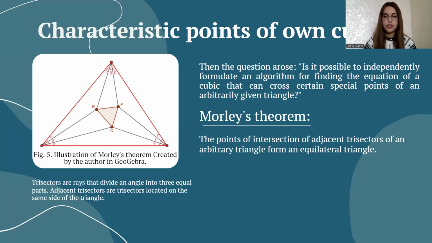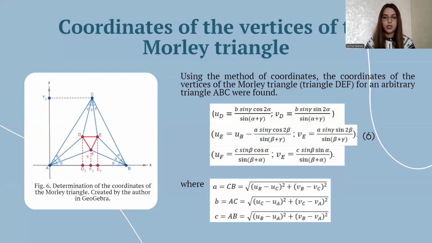Then the question arose: is it possible to independently formulate an algorithm for finding the equation of a cubic that can cross certain special points of an arbitrary given triangle? For this, I wanted to apply my previous research, which was related to Morley's theorem, and Morley's theorem itself can be formulated in such a way. The points of intersection of adjacent trisectors of an arbitrary triangle form an internal equilateral triangle. Using the method of coordinates, the coordinates of the vertices of Morley triangle DEF for an arbitrary triangle ABC were found. And you can see the formulas for this under number 6.